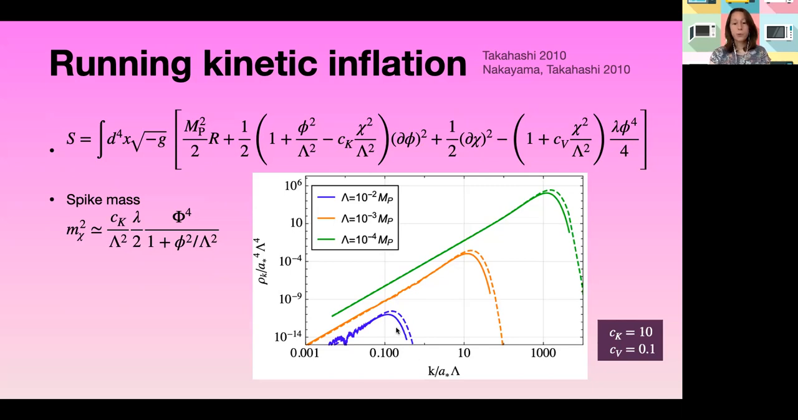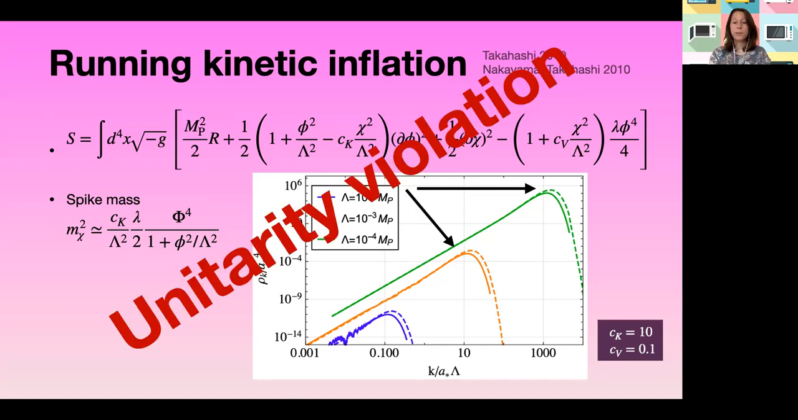Our graph shows the result from the semi-analytic approximation in dashed and the numerical solution to the mode equations in solid. And you can see that they correspond to each other very well. There's only a small discrepancy. You can also notice that unitarity is actually violated in both of these cases because the maximum momentum lies beyond the cutoff scale. As far as we know, this is the first time that unitarity violation has been pointed out in running kinetic inflation.